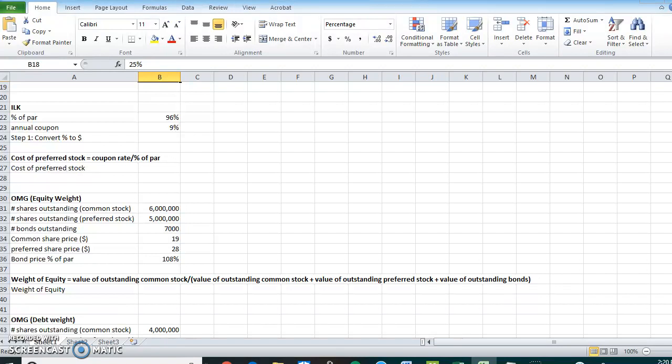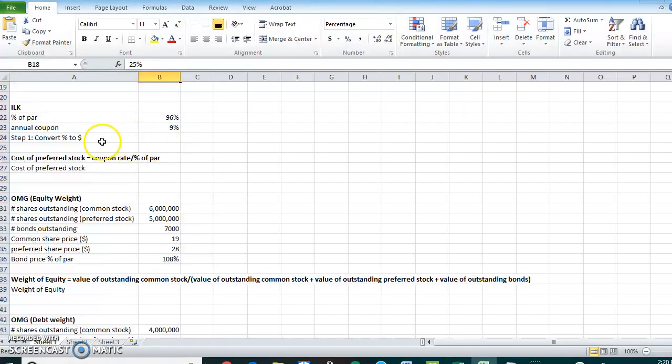So the next one is ILK. ILK has preferred stock selling for 96% of par, which is right here, that pays 9% annual coupon. What is their component cost of preferred stock?